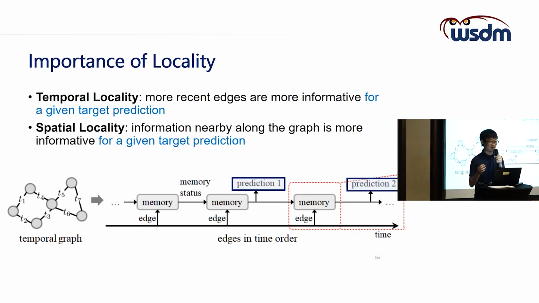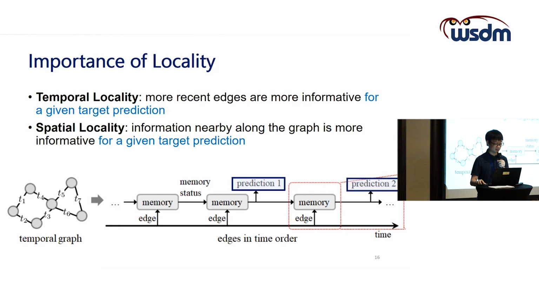Okay, so in temporal graphs, we rely on a quite simple intuition, which is the importance of locality. So what do we mean by locality? There are two types of locality: temporal locality and spatial locality. Temporal locality means that the more recent edges are more informative when making a given target prediction.